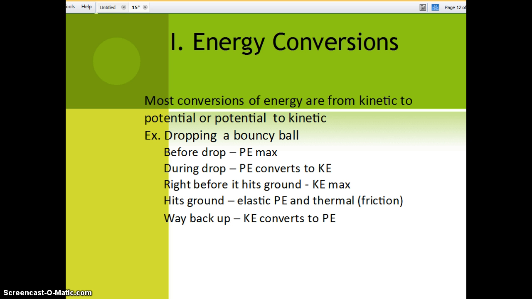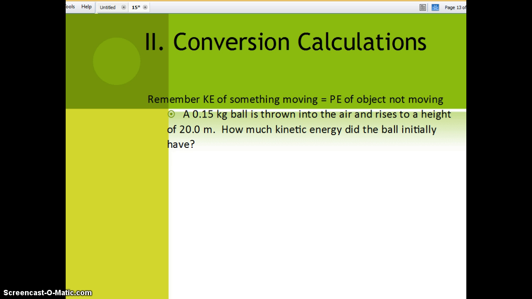When it hits the ground, it turns into elastic potential energy and thermal energy because of friction, and then on the way back up, kinetic energy converts into potential energy. The reason why it doesn't bounce back up as high as it was is because some of the energy was converted to thermal energy during that friction, and so not all of that elastic potential energy converts back to kinetic energy. So remember, KE of something moving is equal to the PE of something that is not moving.